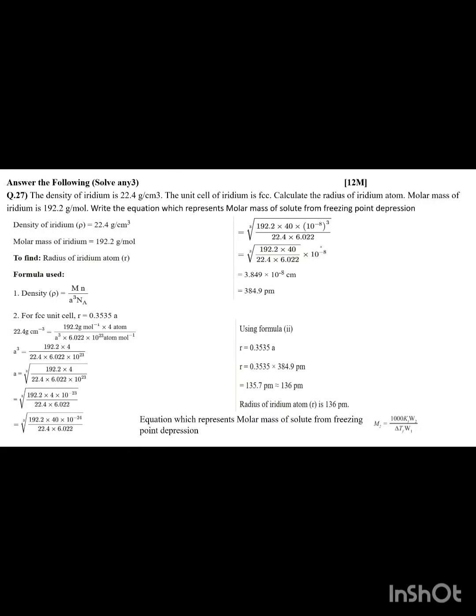Next one, state whether the entropy change is positive or negative for the following reactions. Melting of ice, so what happens in this? Disorderliness of the system increases, so entropy of the system will be positive. Second reaction, vaporization of liquid. The liquid will be converted into gas, delta S is again positive. Both reactions have delta S positive because the randomness of the system increases.